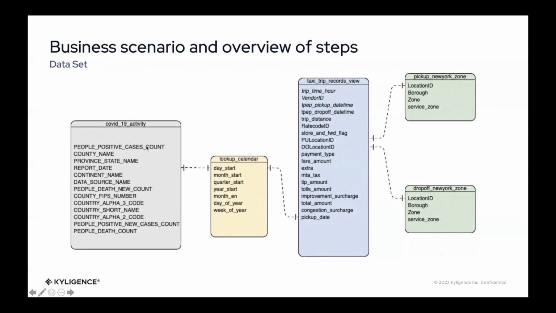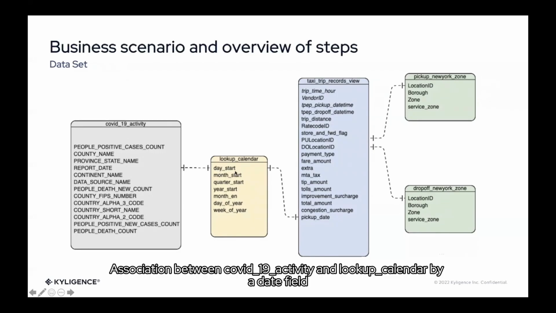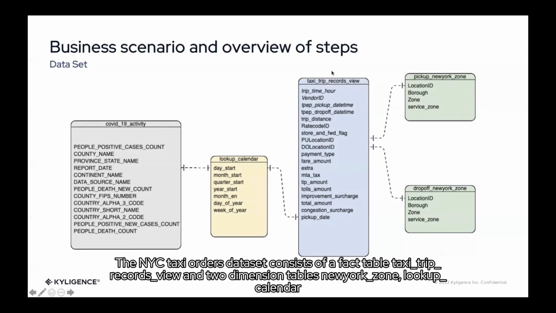Lookup_calendar is mainly a date dimension table that holds extended information about time, such as the beginning of the year, the beginning of the month, etc. for each date.